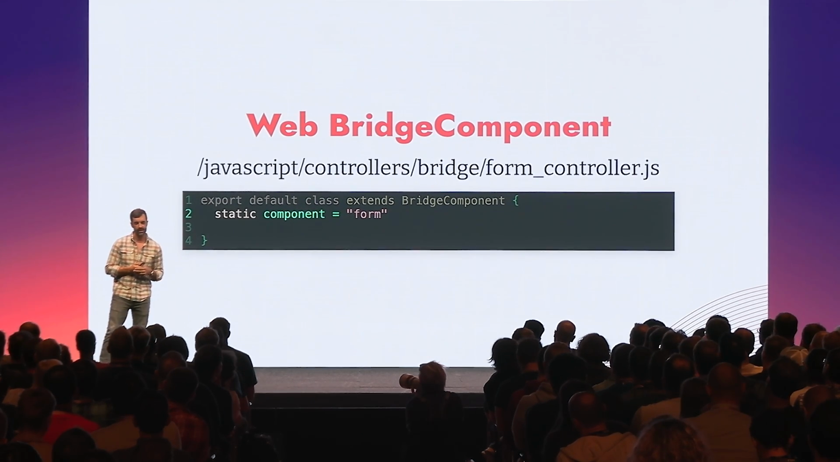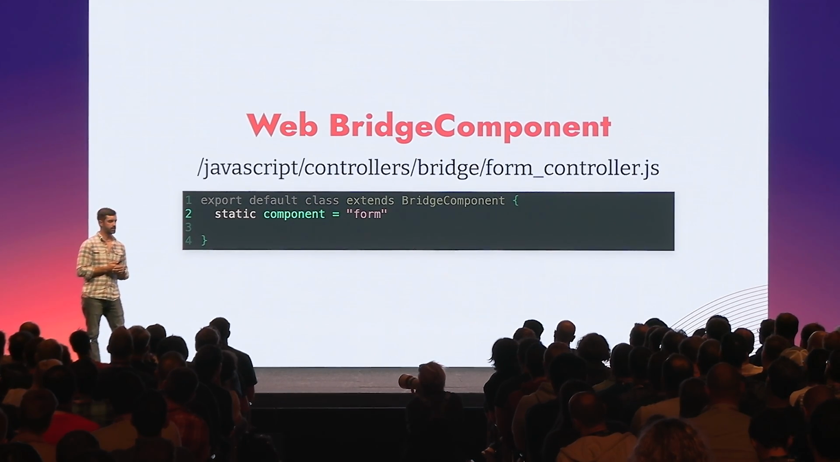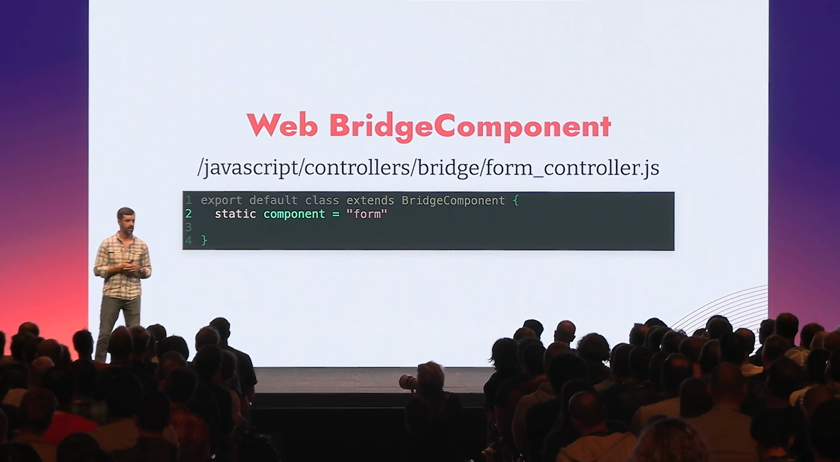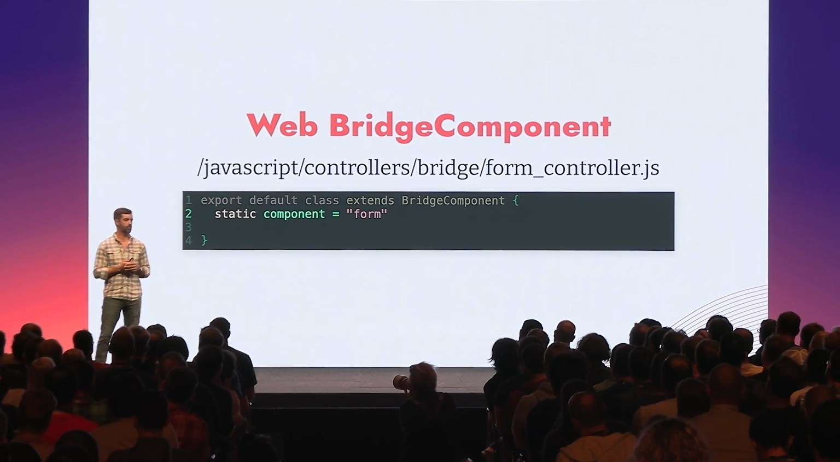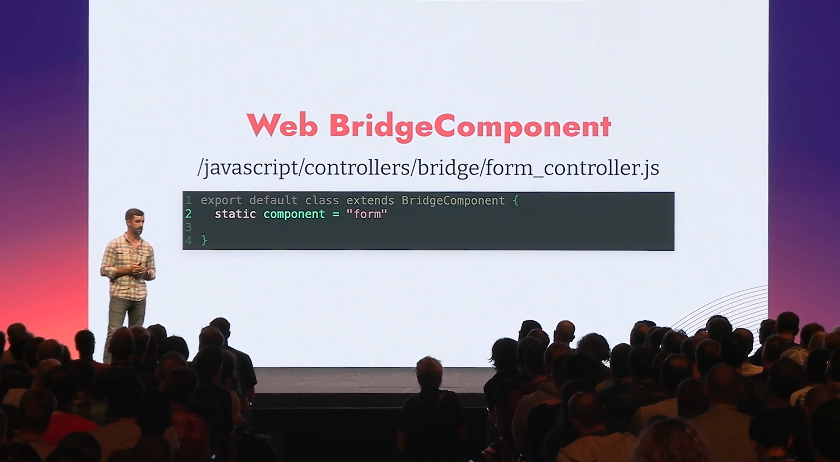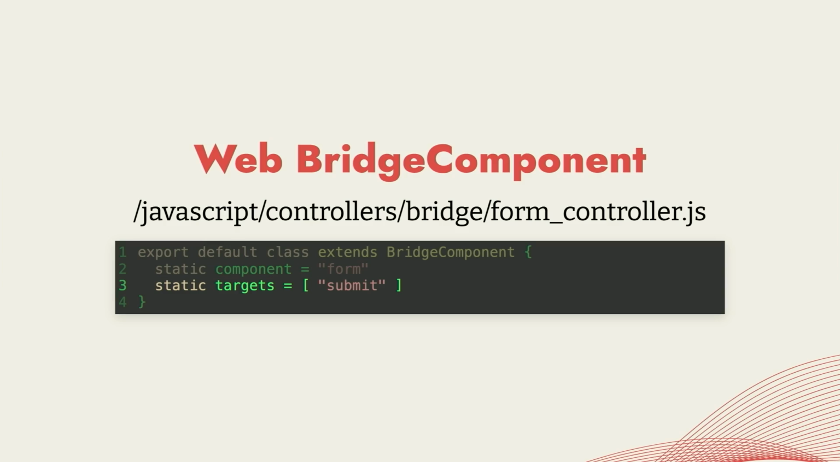One thing you need to do is give your component a name. This is just a plain text name that both the web app and native app will agree on, and it's used as an identifier between the two. We'll set up our target for the submit button.